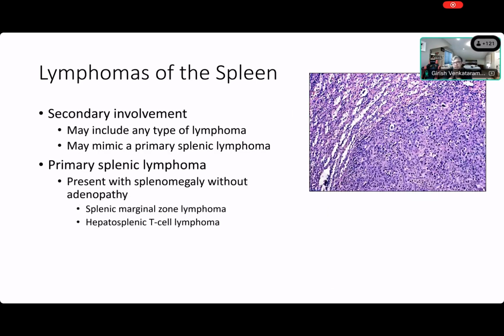Right, we'll start with the lymphomas, right? Lymphoma can either be primary involvement or it can have secondary involvement, right? Literally any type of lymphoma can involve the spleen, right? And of course, if it occurs primarily in the spleen and nowhere else, then you call it primary lymphoma in the spleen. There are very few lymphomas that are unique only to the spleen. One of these would be the splenic marginal zone lymphoma, where the white pulp of the spleen shows marginal zone lymphoma. And the second important one is the red pulp one, which is the hepatosplenic T-cell lymphoma, right?